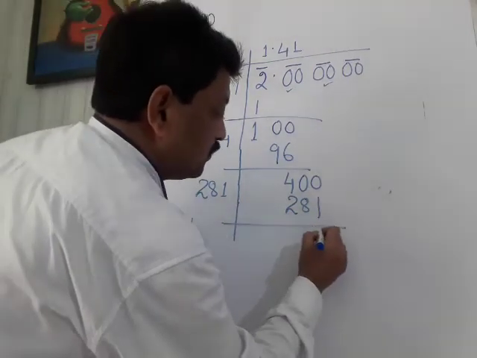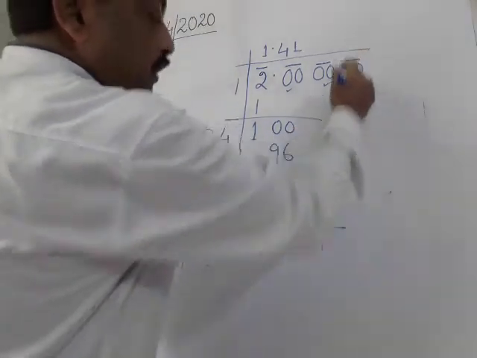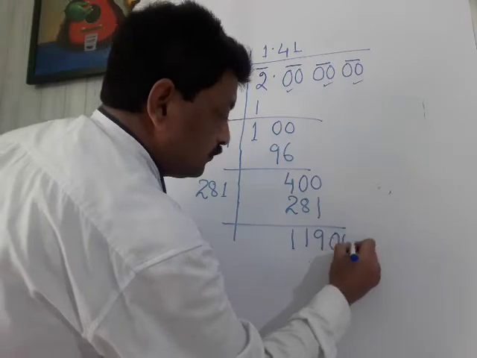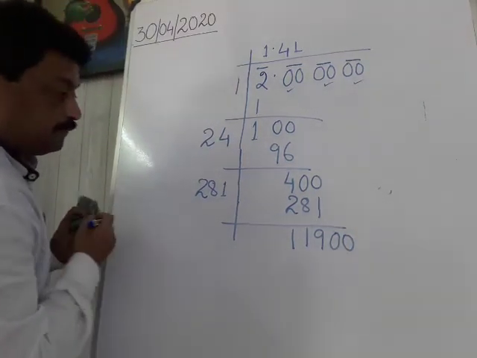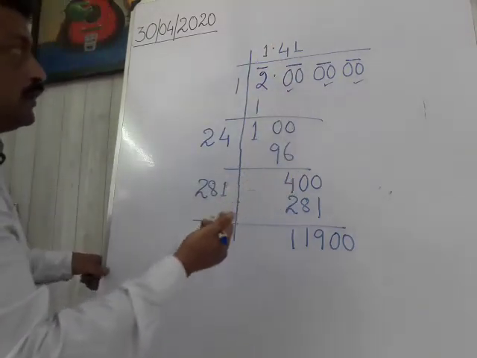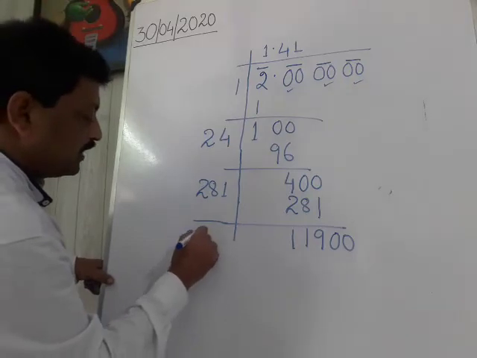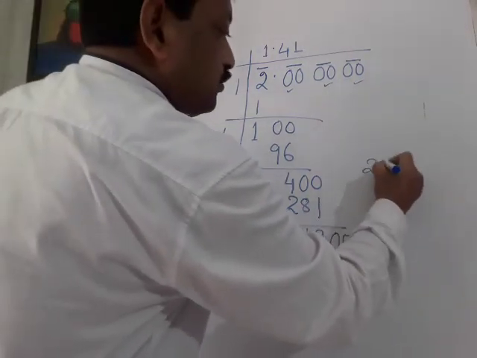So it is 911. Now the last group will come down. So here it is 141 now. Double it, so it will be 282. Now see, 282 is there.